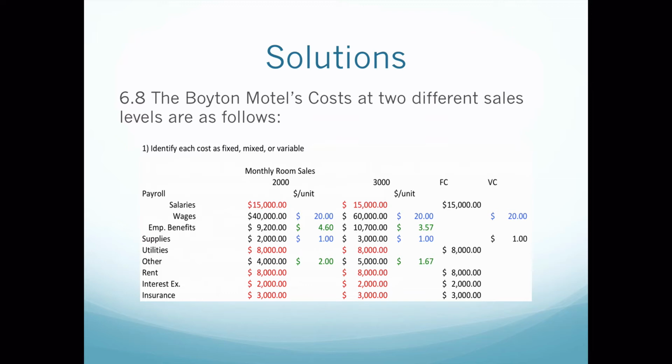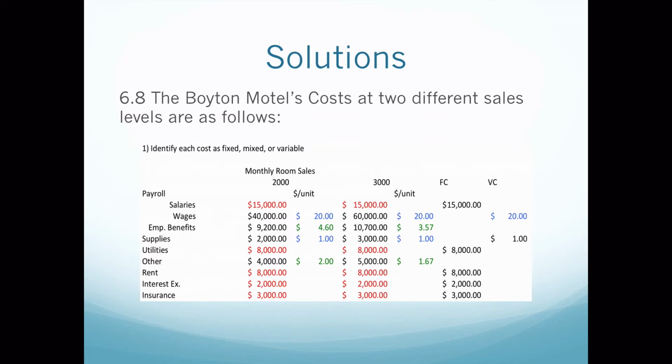Actually, I have 6 columns, I apologize. I have the 2 columns that were given to me for the costs at 2,000 units and the costs at 3,000 units. And then I have dollars per unit in the columns to the right of those costs. I do that to see if it's a variable cost or a mixed cost.